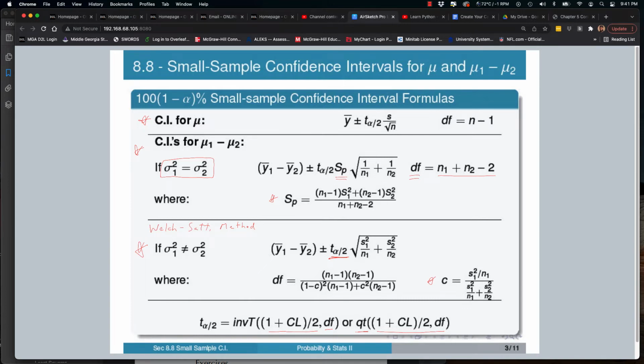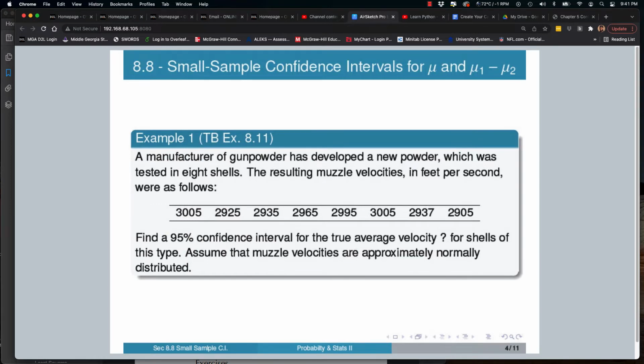All right, so let's do a one sample variety here. In example 1, a manufacturer of gunpowder has developed a new powder which was tested in 8 shells. The resulting muzzle velocities in feet per second were as follows. I'm not going to read those out, you can see them. They want us to find a 95% confidence interval for the true average velocity for the shells of this type. And we're supposed to assume that the muzzle velocities are approximately normally distributed. Again, that's always important with these kinds of confidence intervals.